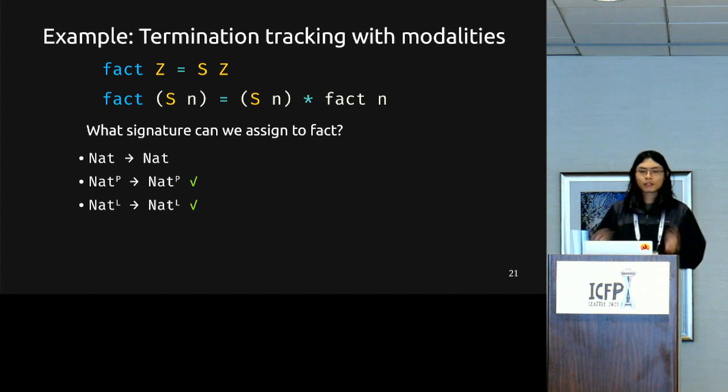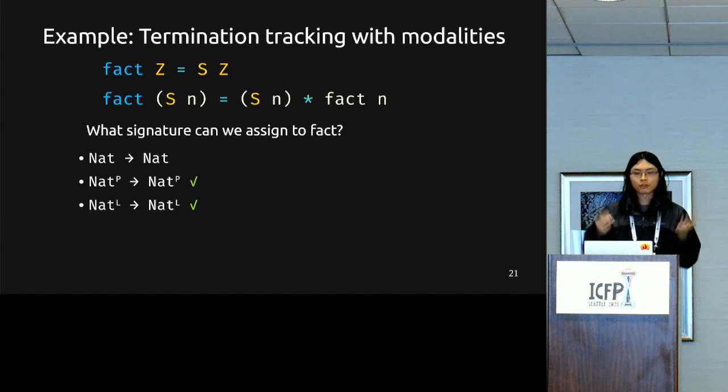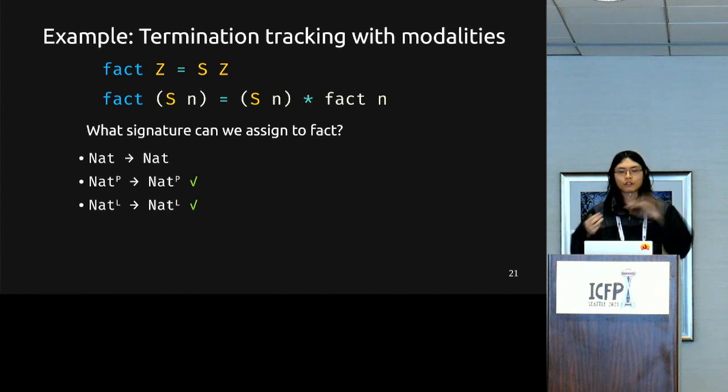And assuming that our underlying mechanism for termination checking knows about structural recursion, we can also assign fact to be a function that takes a terminating or logical input and returns a logical number as an output.